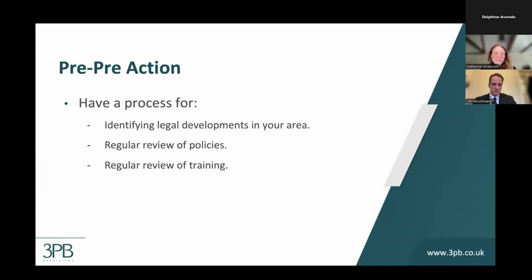Do you have a process for identifying legal developments in your area? And do you have a process for regularly reviewing policies and regularly reviewing the training that relevant officers have?